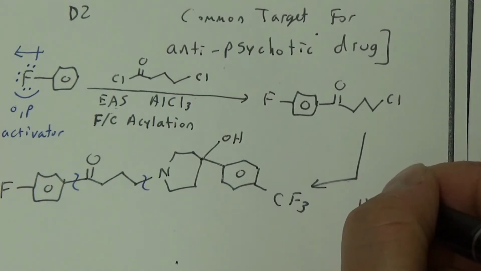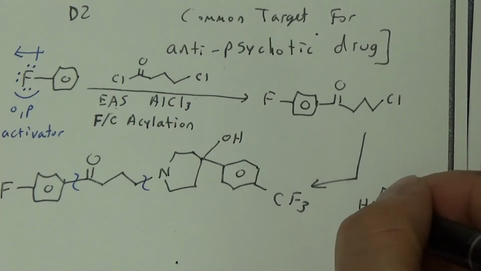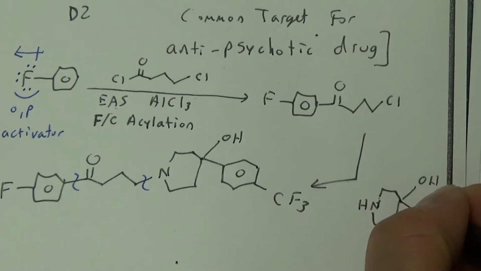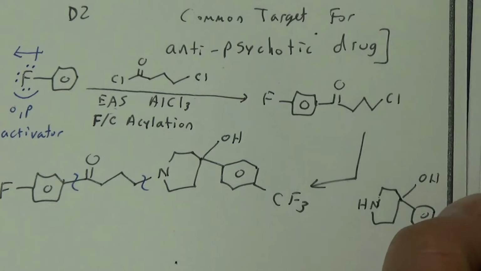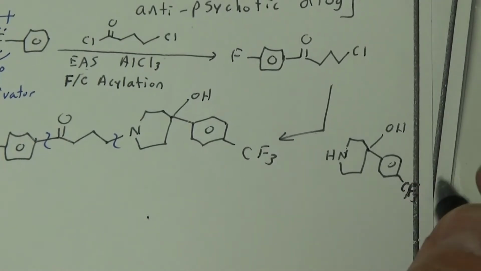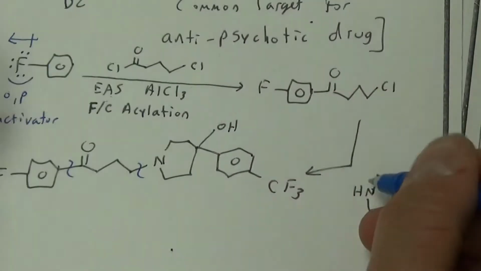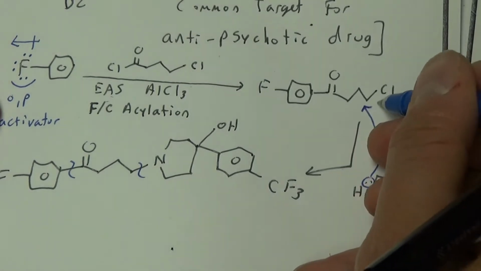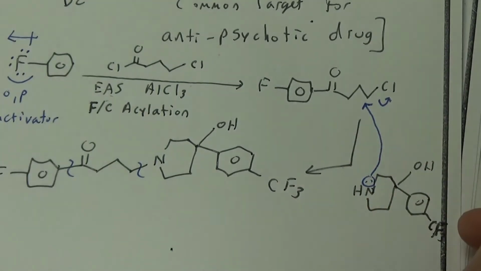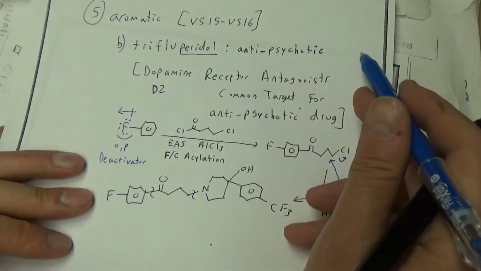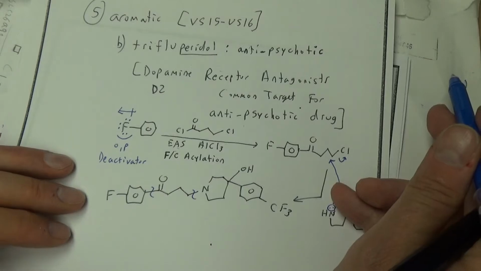HN, six-member ring, alcohol, trifluoromethylbenzene, CF3 down there. CF3, just like there. And what's the mechanism of this step? SN2. It kicks off, and we're done, and we have the final product. Okay, cool. So that's what 5B was, that I forgot in my other lecture.